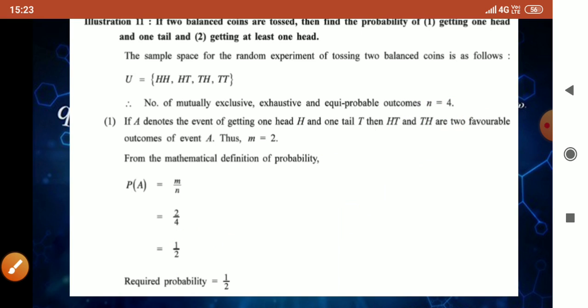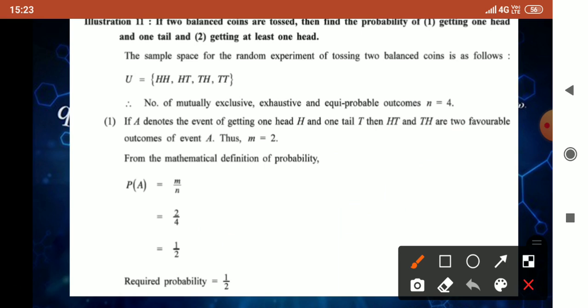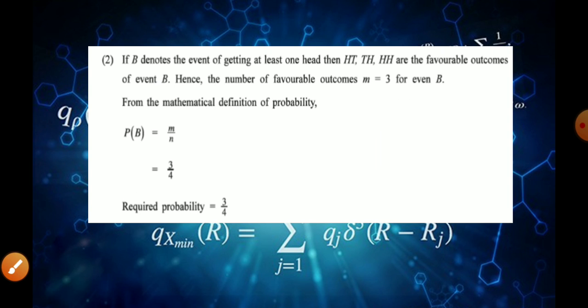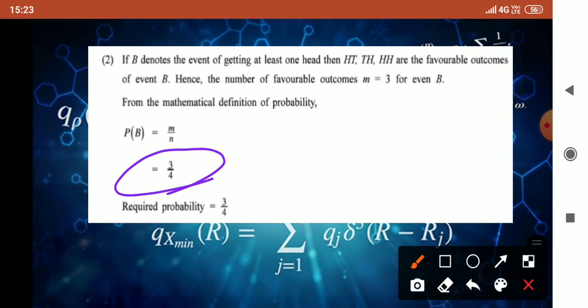Okay. Next, getting at least one head. At least one head means we will get one head once or twice also it will be taken. So we have head tail, tail head and head head. At least one head, so we have 3 outcomes out of 4. So my probability will be 3 by 4. See here, your answer is 3 by 4. Your m will be 3, so m upon n is 3 by 4.